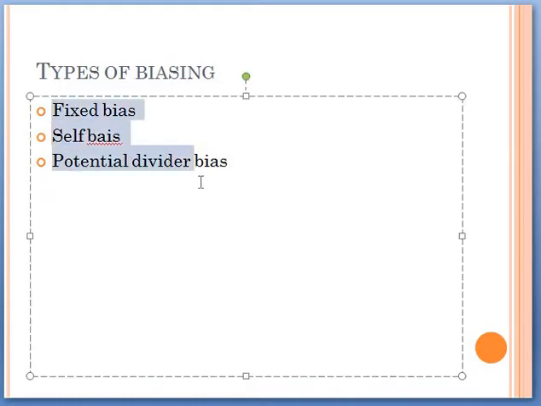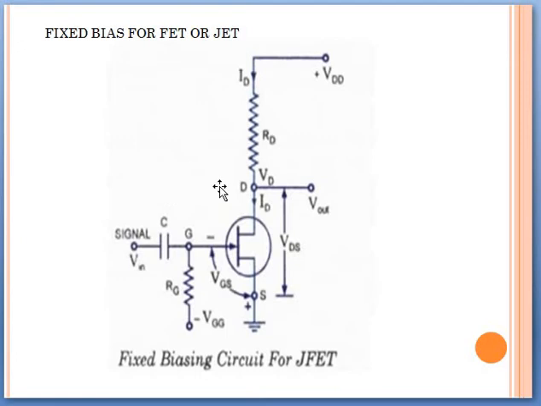There are three types of biasing which we know: the fixed biasing technique, self biasing technique, and potential divider biasing technique. First, for the fixed biasing of FET, we have to connect a negative voltage source across the gate to obtain this fixed biasing condition, where in fixed biasing we use two sources. We can calculate the fixed biasing using these equations.